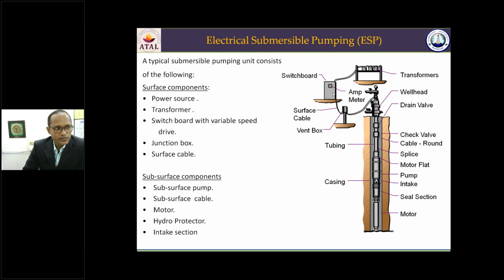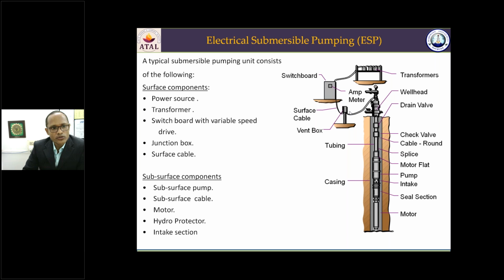Then we have the switchboards. Switchboards provide the switches and the controls to control the operation. Then we have the junction box. This is called the vent box or the junction box. This is the wellhead. In between the wellhead and the switchboard, the vent box or the junction box is installed.